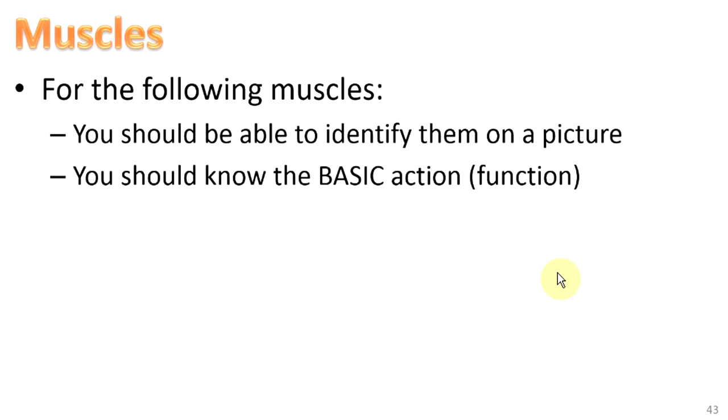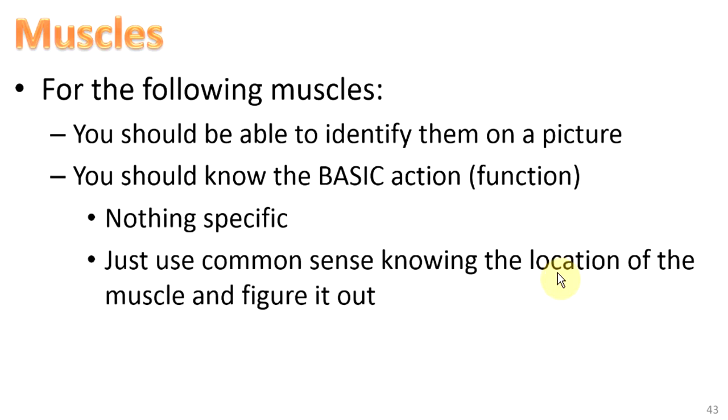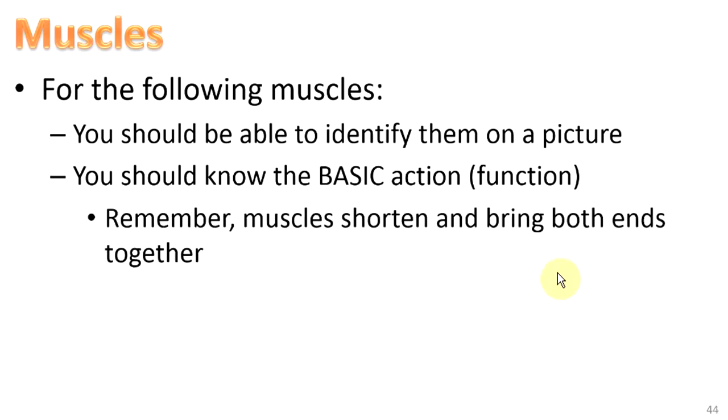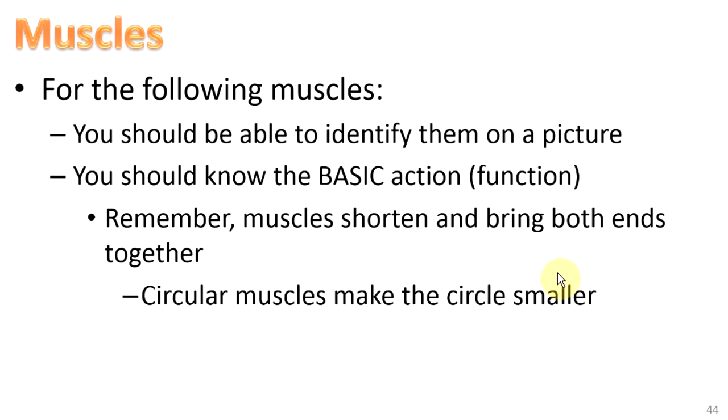And so if you bring point A closer to point B, it's probably going to cause this joint to do this, which means you're going to fill in the blank. Flex the elbow, bend the knee, extend the hip, dorsiflex the foot, whatever. Okay? So nothing specific. Just use common sense, as I said. And just remember, muscles shorten and bring the two ends together. And remember, circular muscles make the circle smaller. So we're going to run into 2 circular muscles that we'll talk about today.